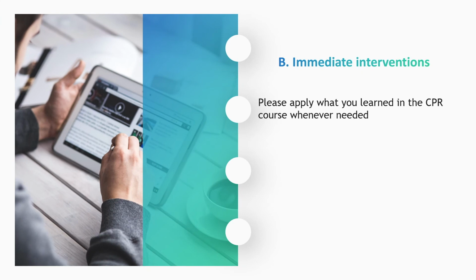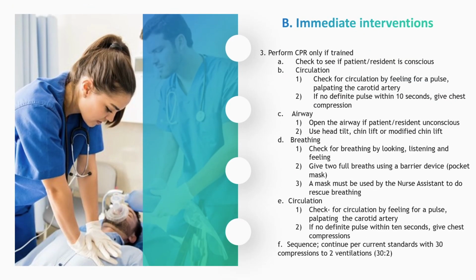B. Immediate interventions. Please apply what you've learned in the CPR course whenever needed. Perform CPR only if trained. Check to see if the patient or resident is conscious. Circulation. Check for circulation by feeling for a pulse, palpating the carotid artery. If no definite pulse within 10 seconds, give chest compression. Airway. Open the airway if the patient or resident is unconscious. Use head tilt, chin lift, or modified chin lift. Breathing. Check for breathing by looking, listening, and feeling. Give 2 full breaths using a barrier device.